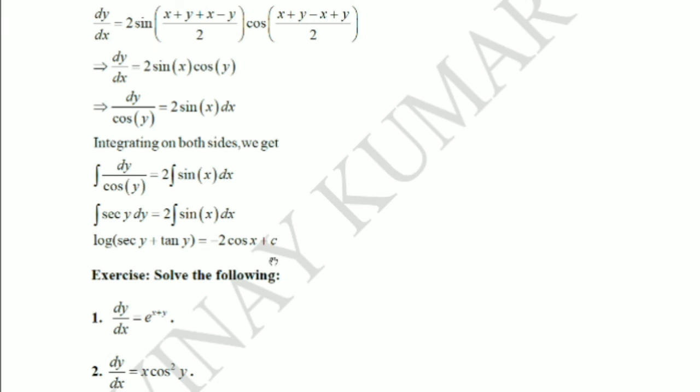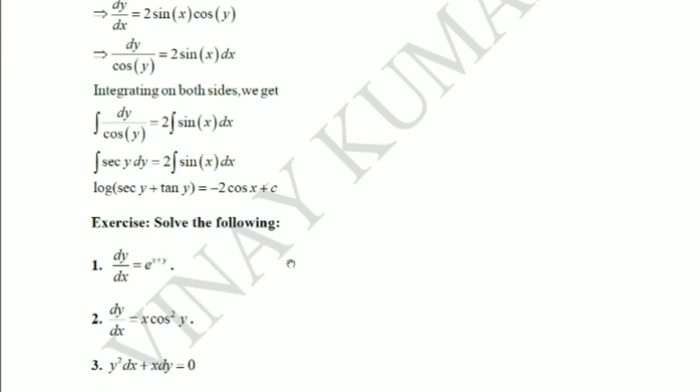So in this fashion you can solve whenever the problem comes in variable separable form. You can separate the variable and you can obtain the general or particular solution.